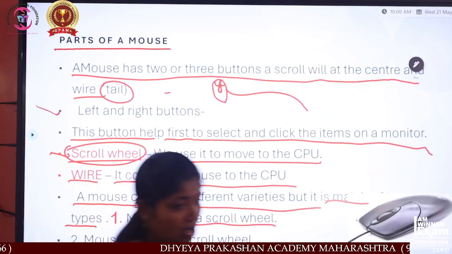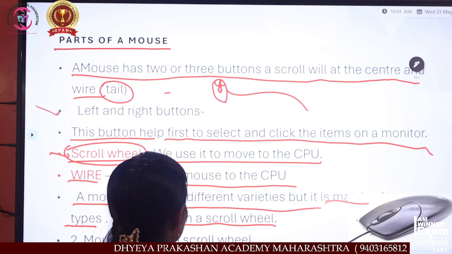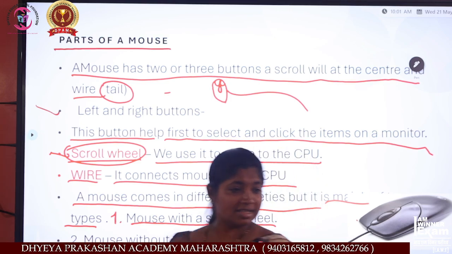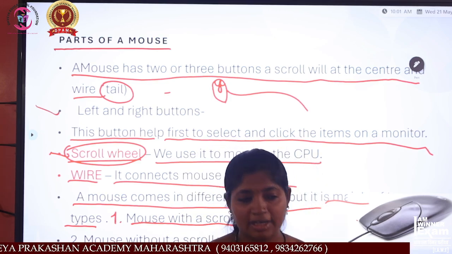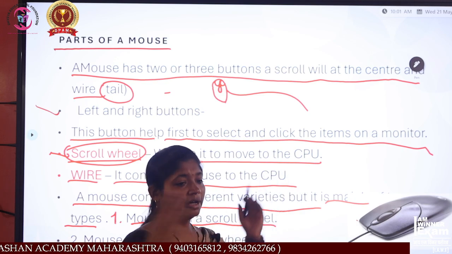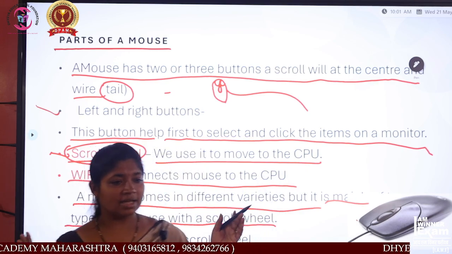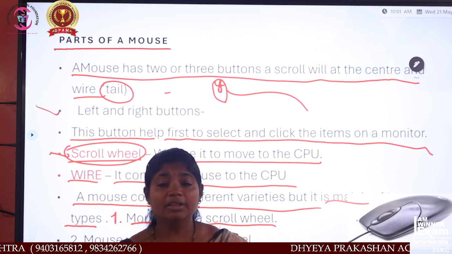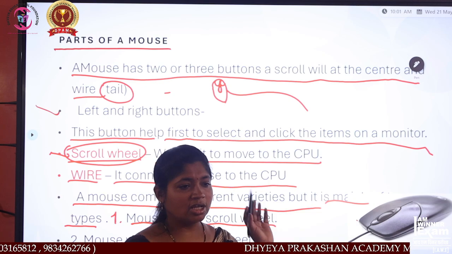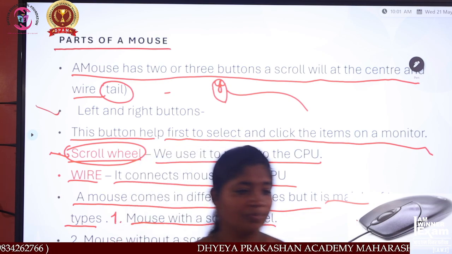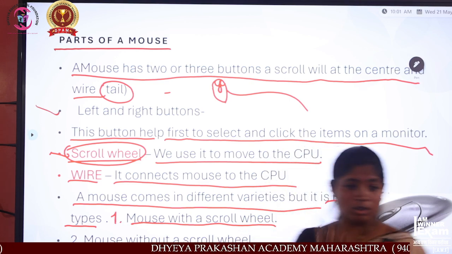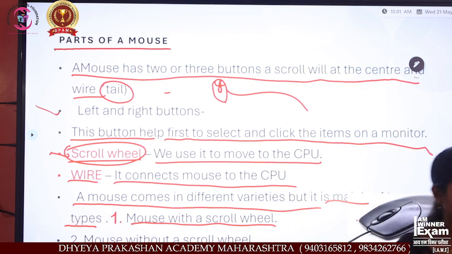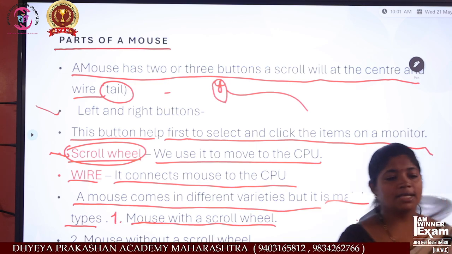Next, parts of a mouse. A mouse has 2 or 3 buttons, a scroll wheel at the center, and left and right buttons. The buttons help us to select and click the items on a monitor. The scroll wheel we use to move up and down. The wire connects the mouse to the CPU.